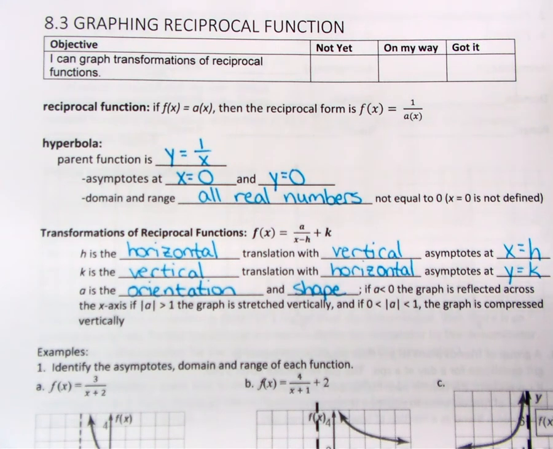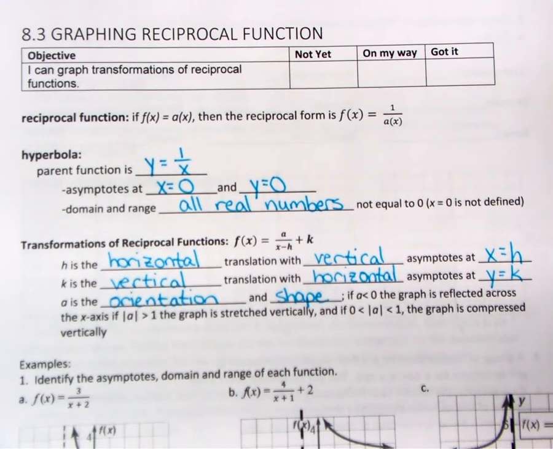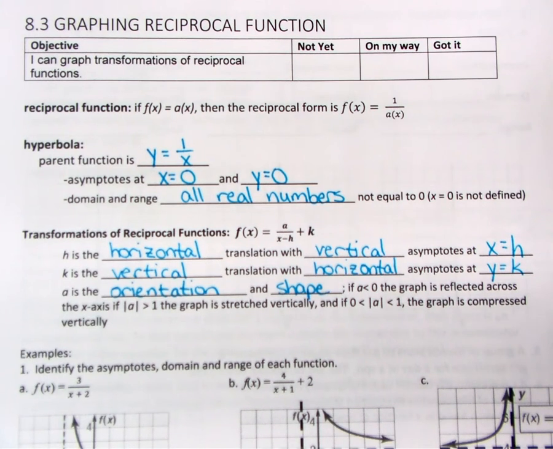8.3 and 8.4 are graphing sections, and they're all about graphing the different kinds of rational functions that we'll see. The first one that we're going to talk about in 8.3 is a reciprocal function. A reciprocal function is most simply put y equals 1 over something times x. The parent of that is called a hyperbola. The parent function of it is y equals 1 over x.